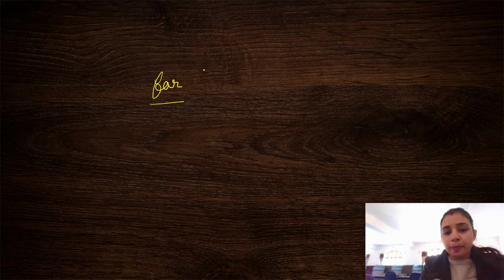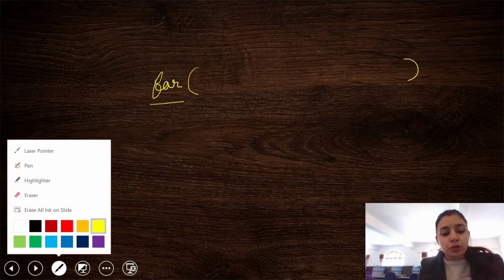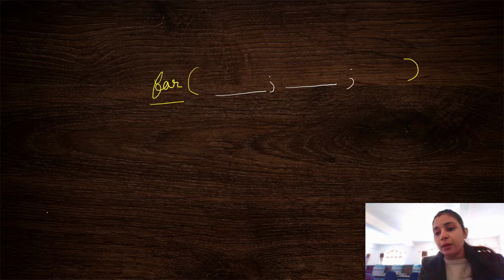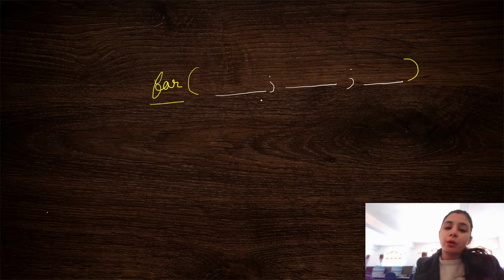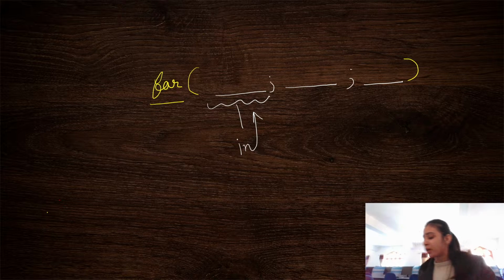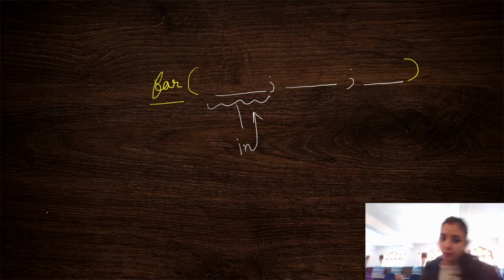F will be small. For, and here this is divided into three sections. How many sections are there? Three sections. And each section is divided with a semicolon. Right? So here are three sections. The first section is for the initialization of a variable, the initial value of any variable, right?